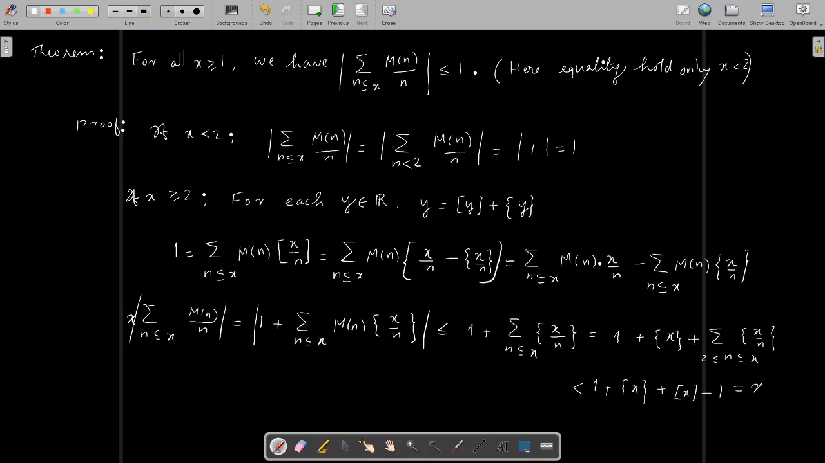So now you cancel this x with this one, and you get modulus sigma n less than or equal to x mu of n divided by n is always less than or equal to 1. Here if x is greater than or equal to 2, we get strict inequality, and for any x less than 2 we have equality. So in general you can conclude that the absolute value of summation n less than or equal to x mu of n by n is always less than or equal to 1.